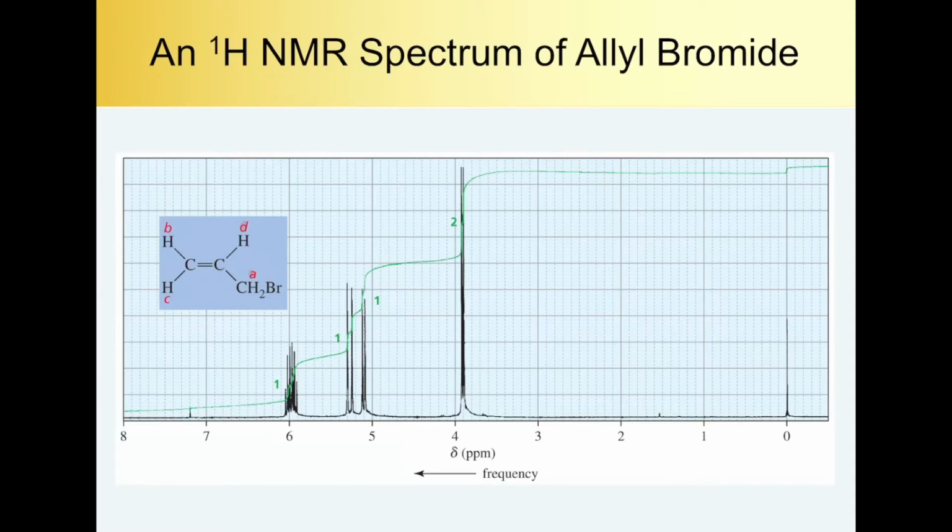Here is the HNMR spectrum of allyl bromide. Let's see how to interpret this spectrum. In an allyl bromide, you have 4 different types of protons. We have A protons, B protons, C, and D protons.